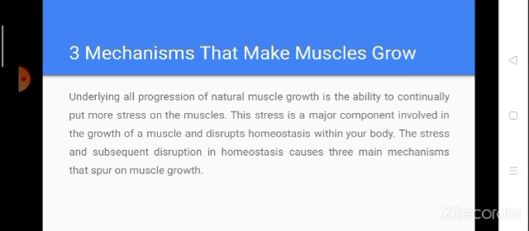Now it is mentioned here, there are three mechanisms that make muscle growth. Underlying all progressions of natural muscle growth is the ability to continuously put more stress on the muscle. This stress is a major component involved in the growth of muscle and disrupts homeostasis within your body. This stress and subsequent disruption in homeostasis causes three main mechanisms of muscle growth.